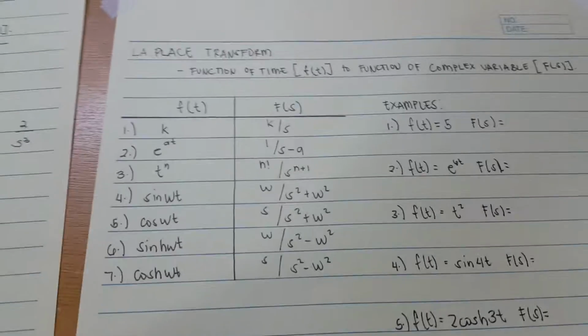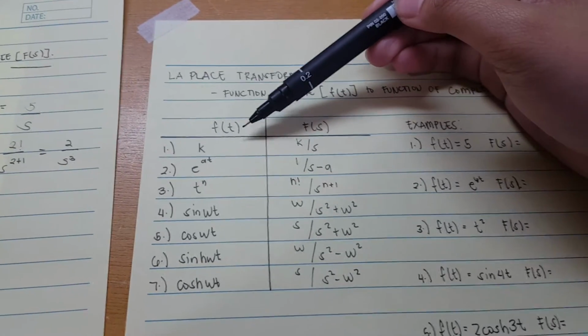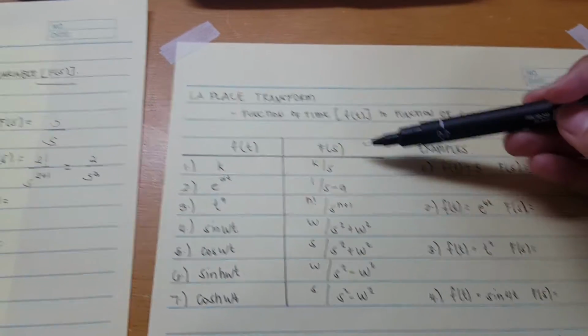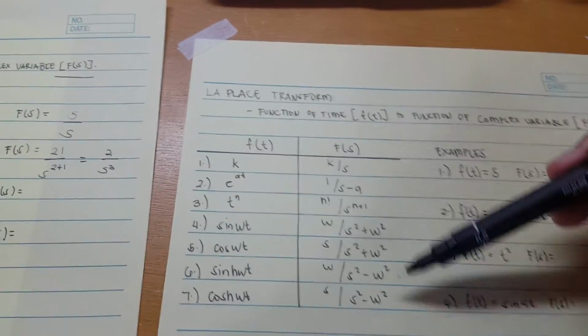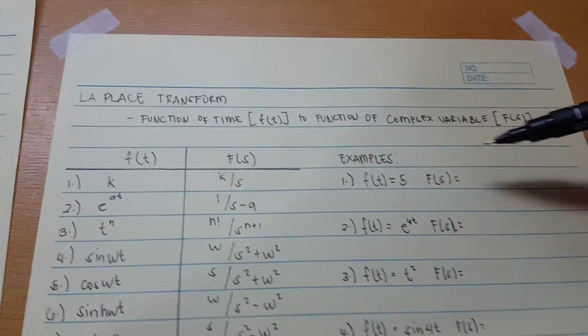Before we start solving some examples, we must first identify the value of f of t, which corresponds to the value of F of s. Here is the chart of the values of f of t which correspond to F of s. Let's start solving some examples.